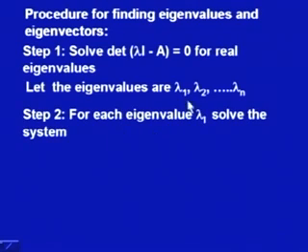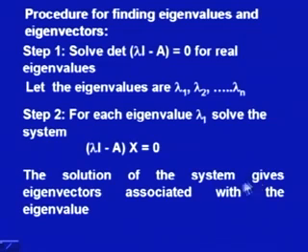Now for each lambda i, we solve the system (lambda i I minus A) x equal to 0. So we put the value lambda 1 here and we solve this equation. This simple equation actually represents a system of equations. If A is n by n, there are n such equations. There will be n simultaneous equations, and this is the matrix equation, which is to be solved.